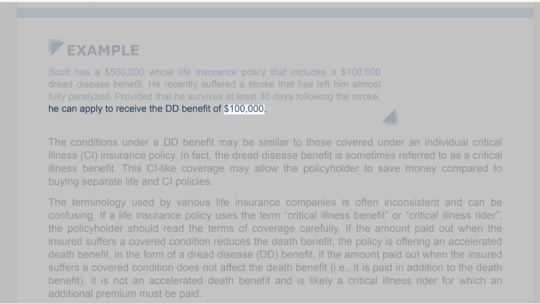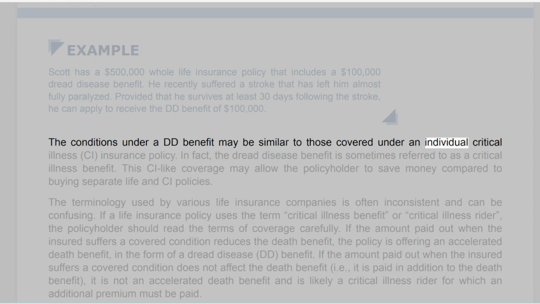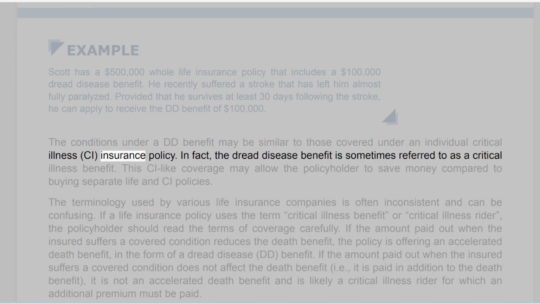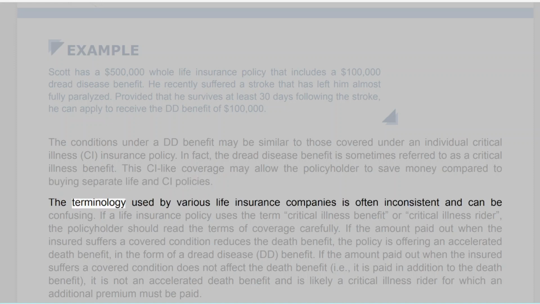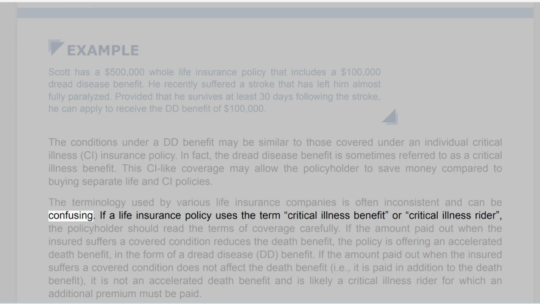The conditions under a DD benefit may be similar to those covered under an individual critical illness (CI) insurance policy. In fact, the dread disease benefit is sometimes referred to as a critical illness benefit. This CI-like coverage may allow the policyholder to save money compared to buying separate life and CI policies. The terminology used by various life insurance companies is often inconsistent and can be confusing.